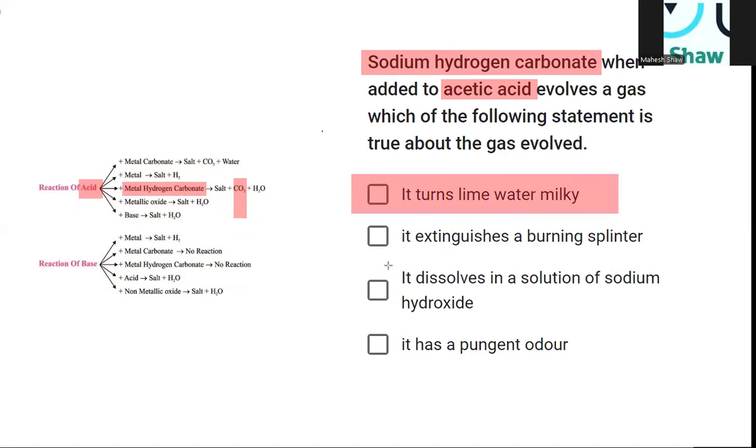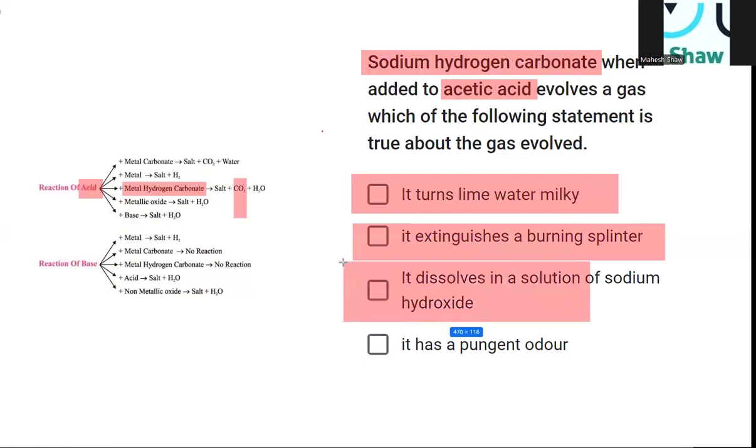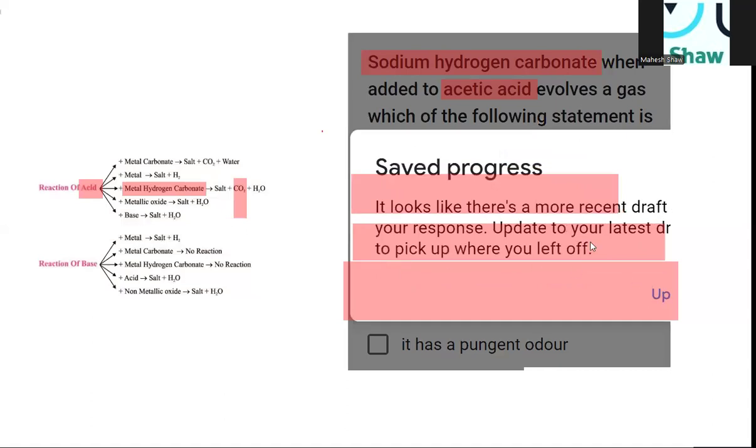At the same time, it extinguishes a burning splinter. It's a non-supporter of combustion. At the same time, we also know that this gas, that is carbon dioxide, is soluble in sodium hydroxide. So we'll say that these three answers are correct.